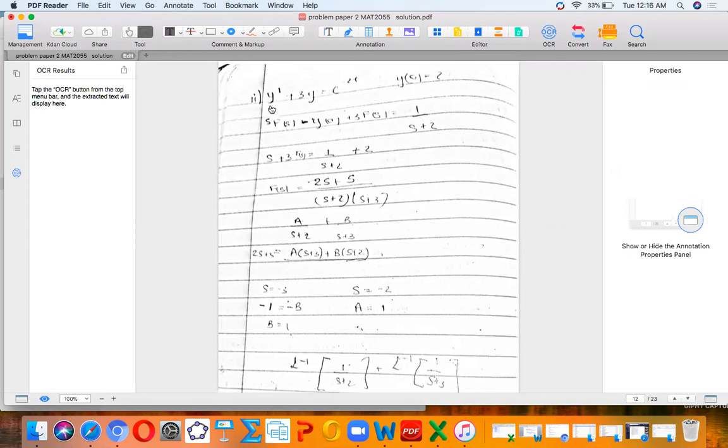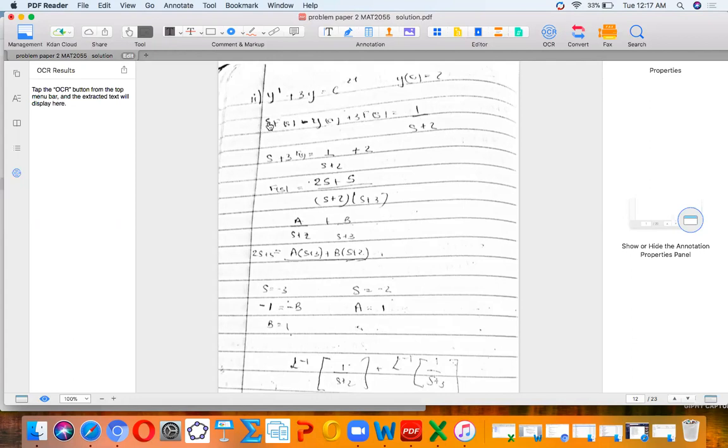Okay, so here we have y prime plus 3y equal e to the negative 2t, where the condition is y of 0 equal 2. The y prime, if you look on your formula sheet, is the same thing as sF(s) minus y(0). And then the Laplace transform of y is F(s). And the Laplace transform of e to the negative 2t is 1 over s plus 2.